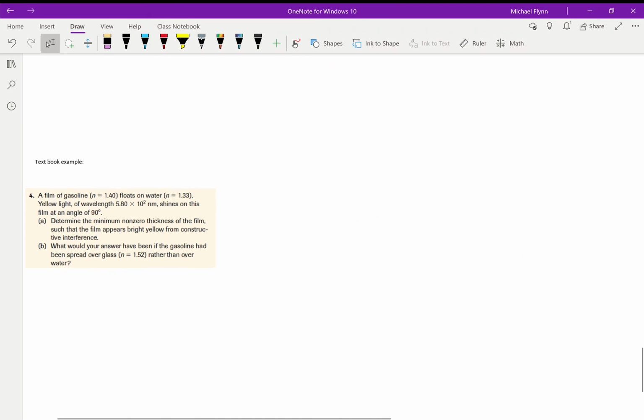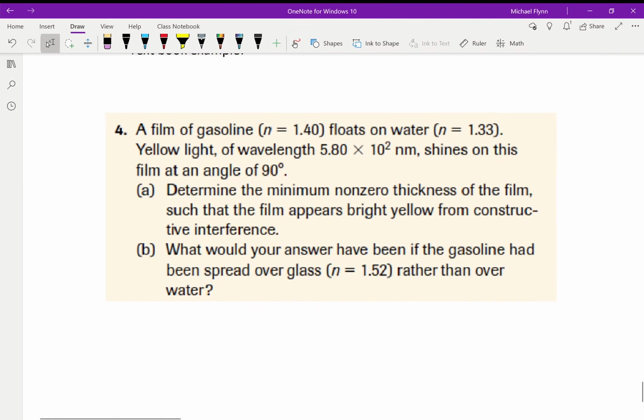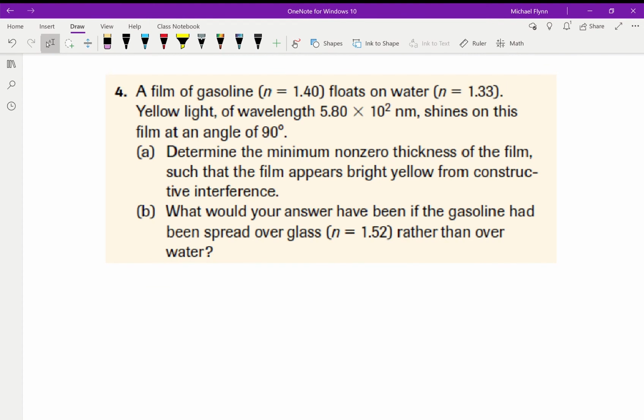All right, finally, let me leave you with a textbook example, okay? I promise this will be it. A film of gasoline floats on water. Yellow light of a given wavelength shines at an angle of whatever, okay? It says determine the minimum non-zero thickness so that we get constructive interference. All right, so we already did the gas on film. So let's do step 1, where we look at the phase behavior.